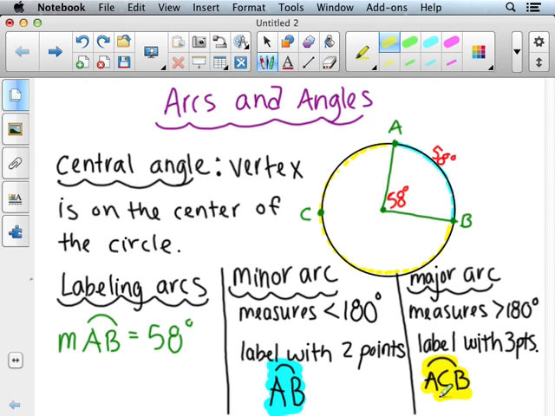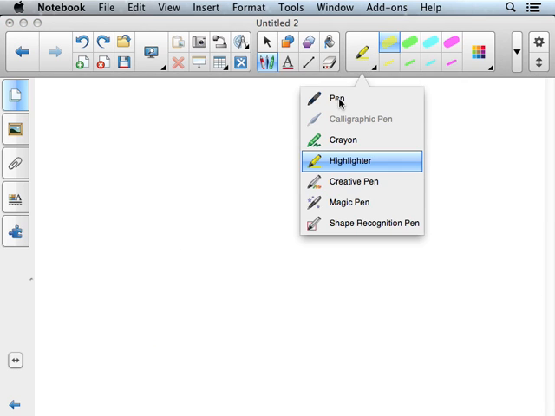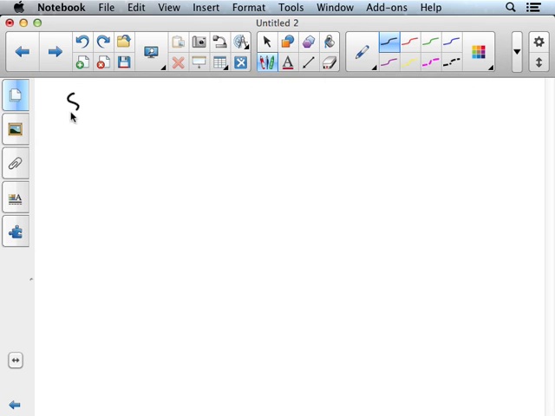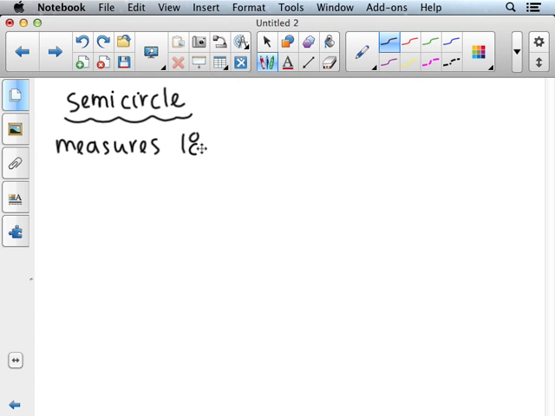So what happens if it equals 180? What do we call it then? Well, then we call it a semicircle. So a semicircle is half of a circle. So the arc measures 180 degrees. Okay, so there's our semicircle.